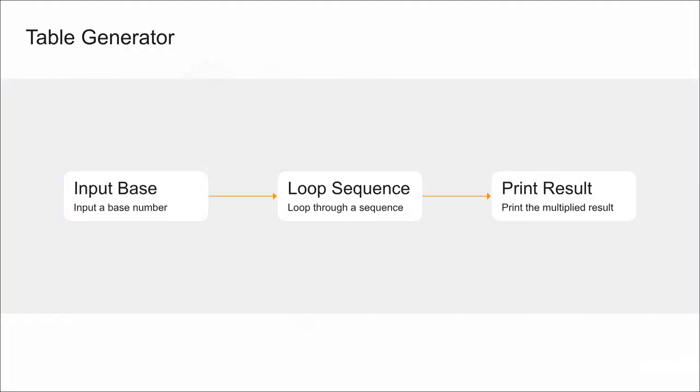Here's another one, a multiplication table generator. Step 1, input a base number, say 5. Step 2, loop through a sequence, like 1 to 10. Step 3, print the multiplied result. Since we know we want to multiply by 1, then 2, all the way exactly to 10, boom! This is the perfect application for a for loop paired up with our range function. In literally just a few lines of code, a loop easily generates a complete, flawlessly formatted multiplication table.